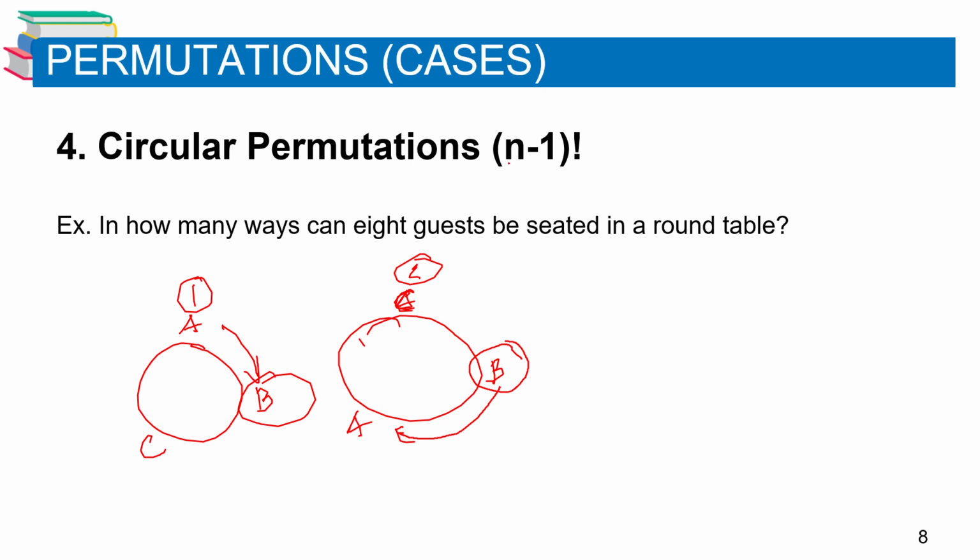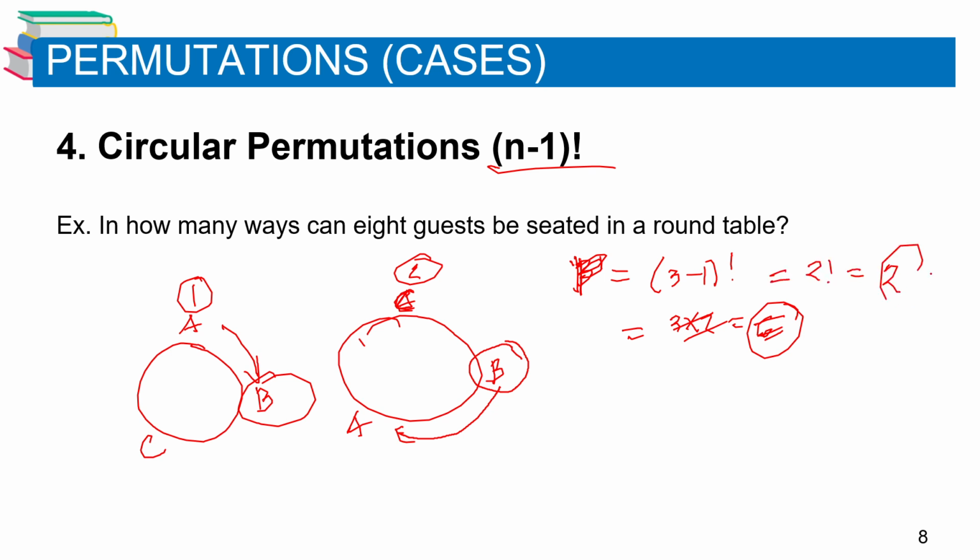So therefore, our circular permutation is n minus 1 factorial. Since this is 3, in circular permutations, P is equal to 3 minus 1 factorial. Or rather, 3 minus 1, that is equal to 2. This one is 2 factorial, that is equal to 2. So there are two positions here. Sorry for that. So again, 3 minus 1 factorial is equal to 2 factorial, which is equal to 2. So therefore, we could prove that this one is correct.